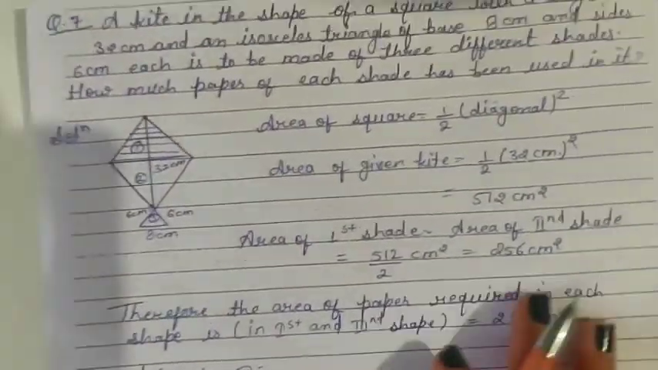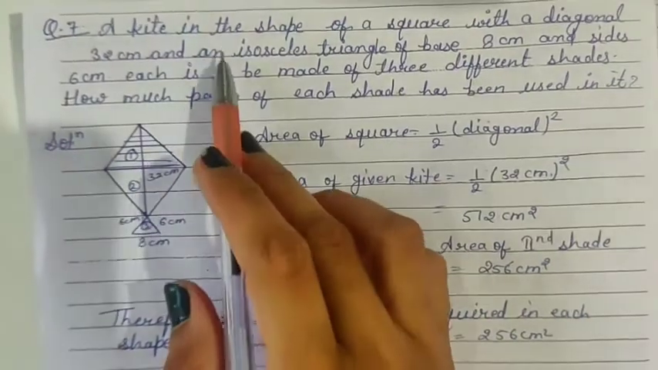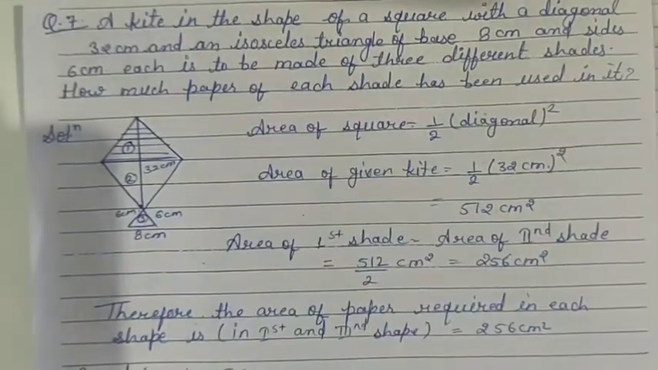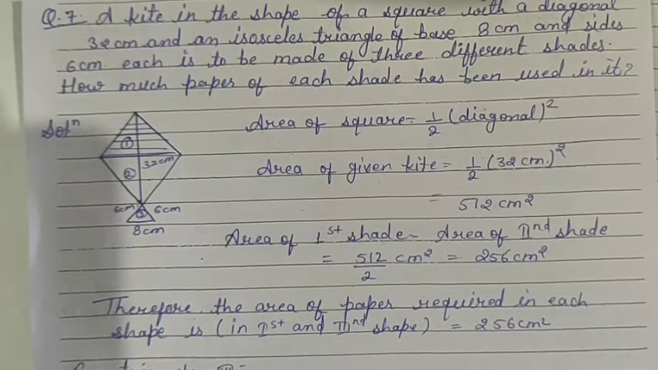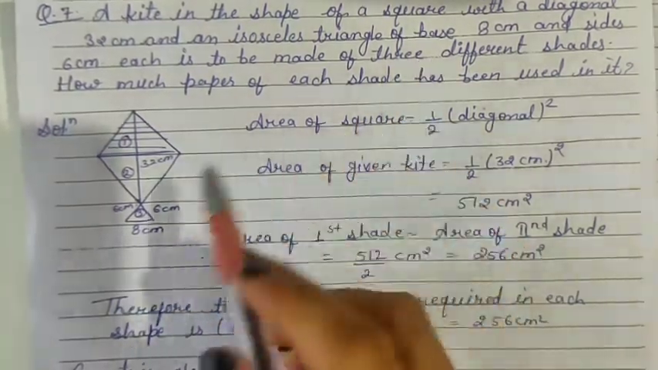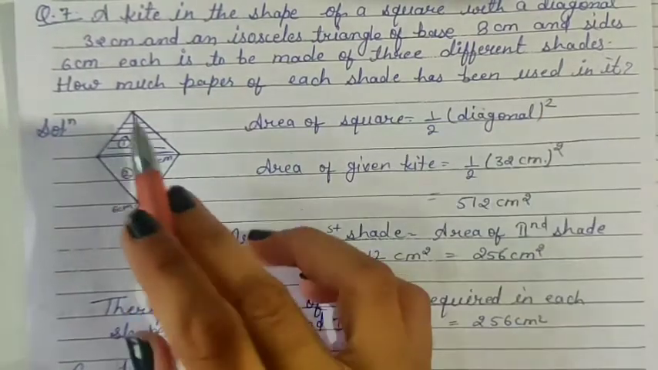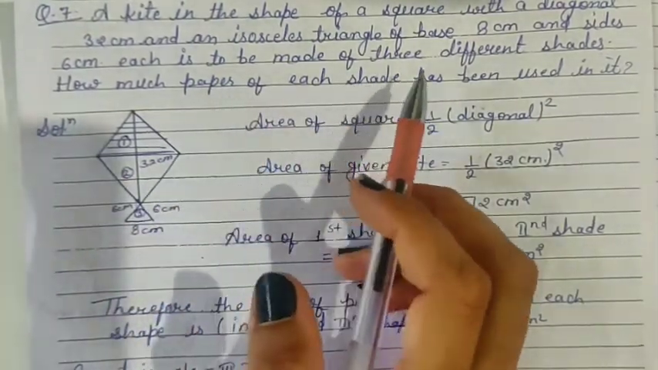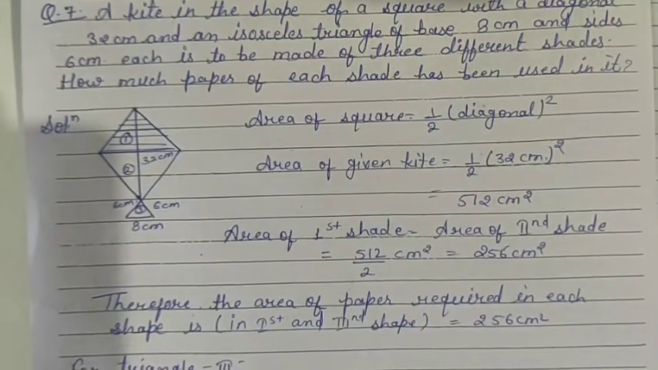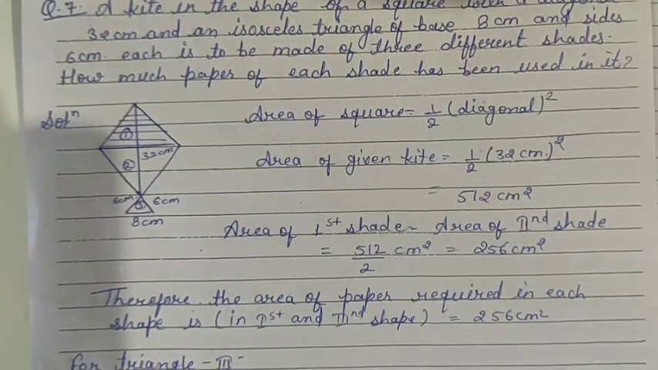Now we will discuss question number 7. A kite in the shape of a square with a diagonal 32 centimeter and an isosceles triangle of base 8 centimeter and sides 6 centimeter each is to be made of 3 different shades. How much paper of each shade has been used in it?